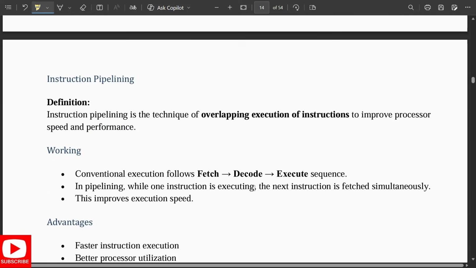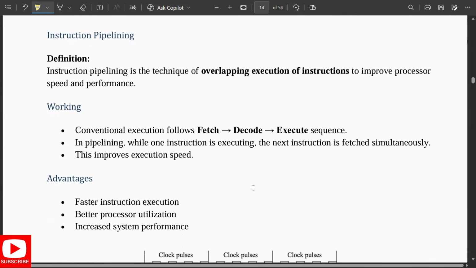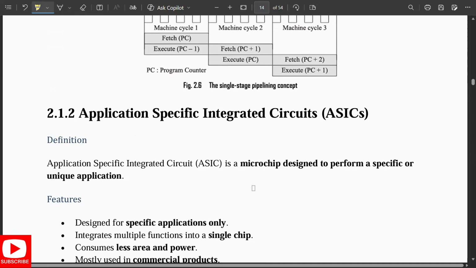And next we'll move on to instruction pipelining. It is a technique of overlapping the execution of instructions to improve the processor speed and performance. Conventional execution follows the sequence of fetch, decode and then execute. So this is how instruction pipelining goes on.